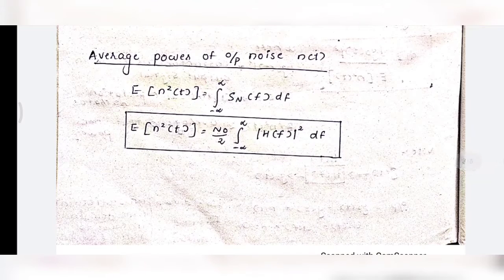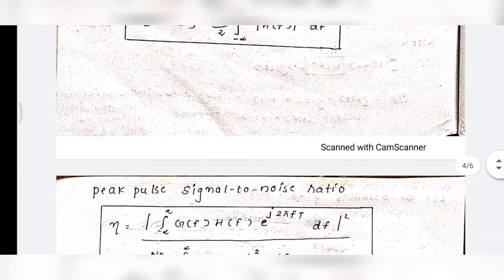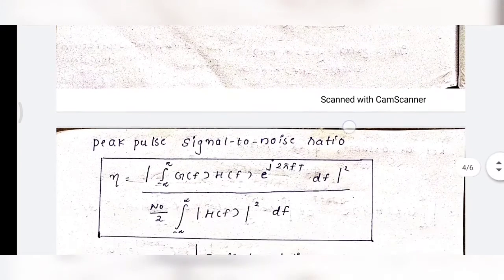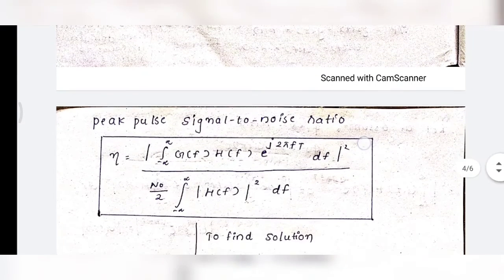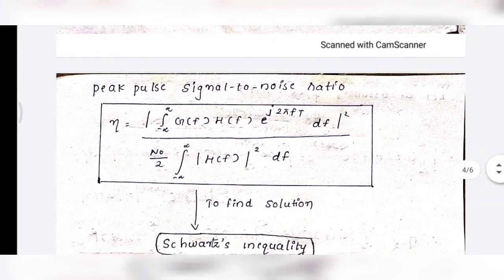So, we can find the pulse signal to noise ratio. It is denoted by eta. And it is the ratio of g naught t square by the expectation of n square of t. So, we simply put the values. We get the peak pulse signal to noise ratio, eta. And in order to get the maximized signal to noise ratio, we have to find the solution.